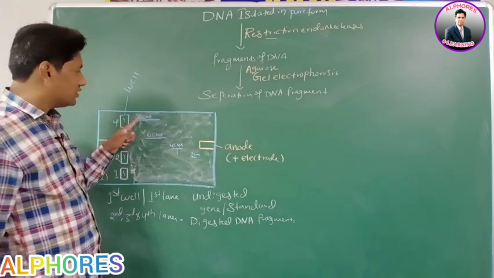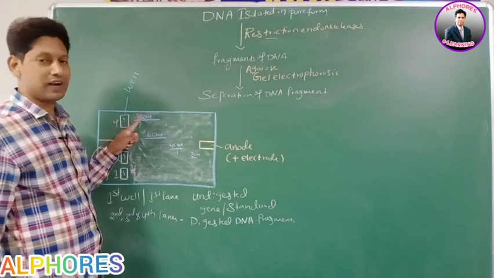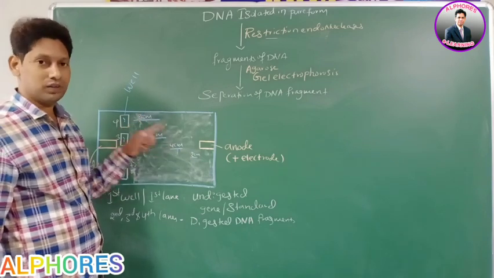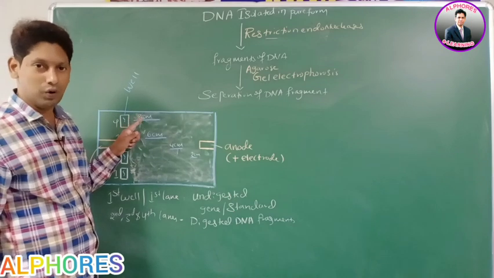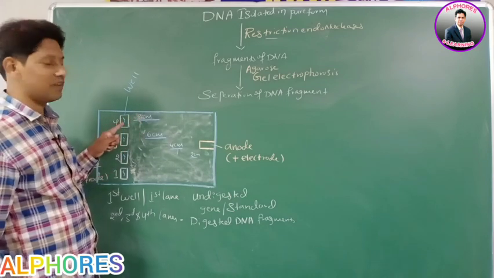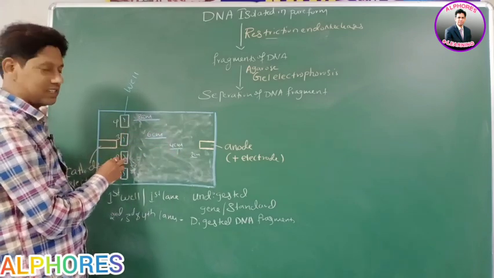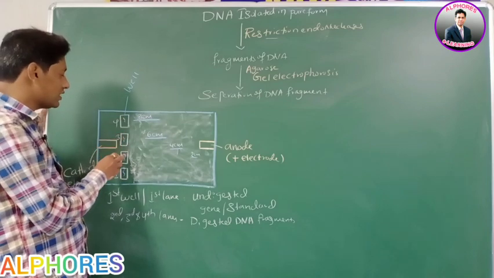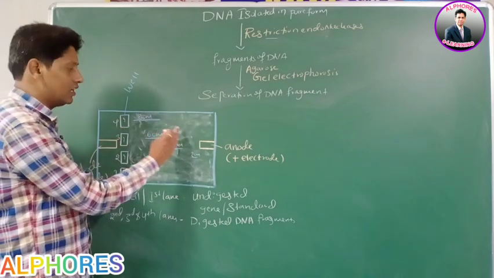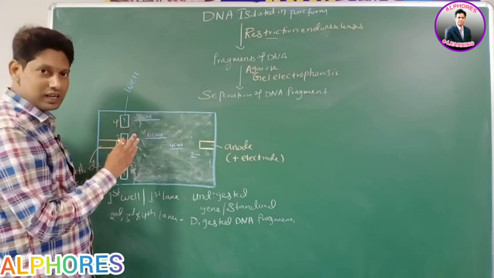This is the largest fragment out of these 4. Its movement is slow. That's why it is near to the well. All these fragments were taken in these wells. When we supplied electricity, the fragments present in the wells started moving in the agarose gel. Is it okay? Clear?